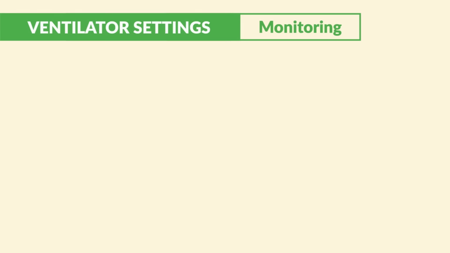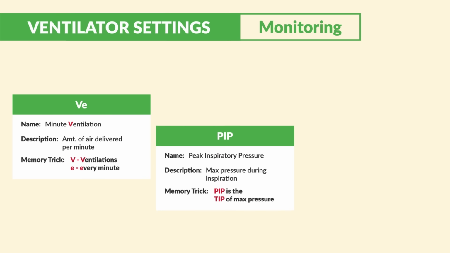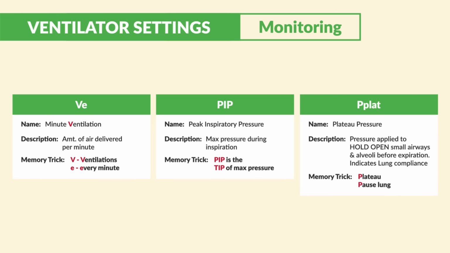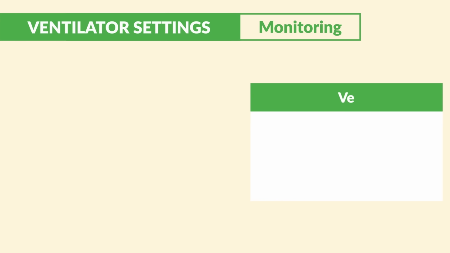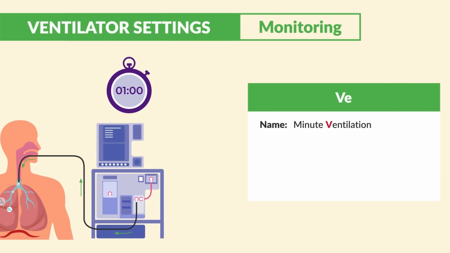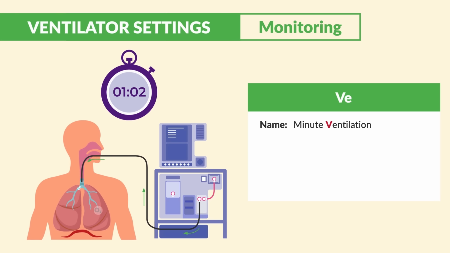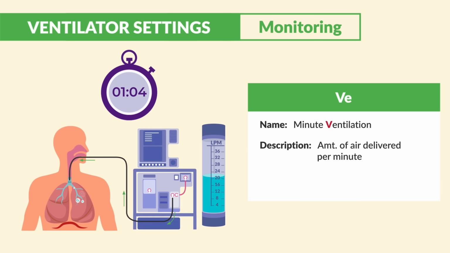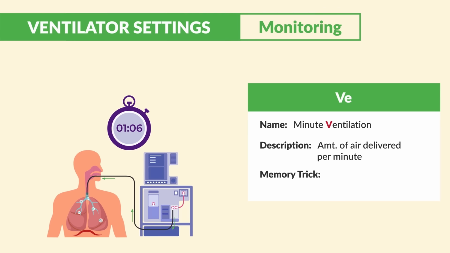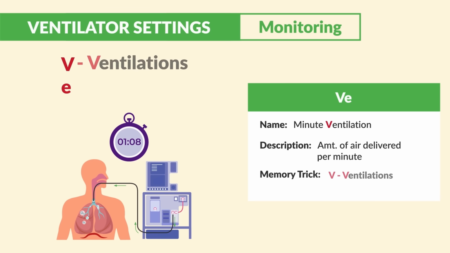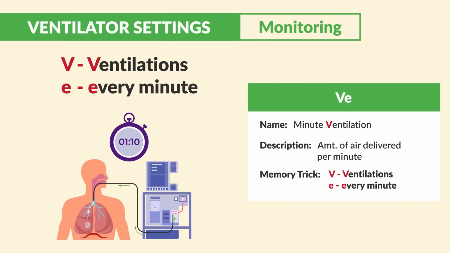Okay, next up is monitoring. We have three types: the VE, the PIP, and the PIMP. I'm just kidding. And the Pplat. First up is the VE. This is for minute ventilation here. It's the amount of air delivered per minute. So the memory trick is VE, ventilations every minute.